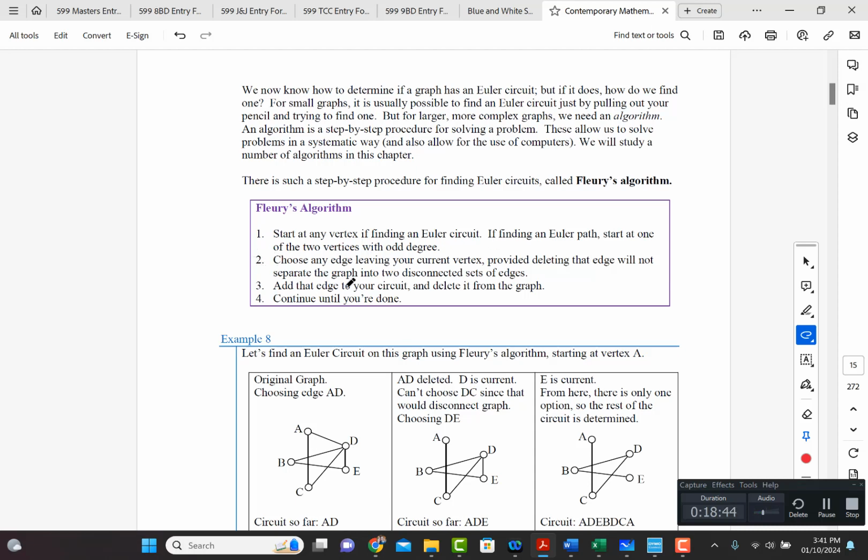Then 2, choose any edge leaving your current vertex, provided deleting that edge will not separate the graph into two disconnected sets of edges. So we want to make sure that connectivity is protected. And then 3, add that edge to your circuit and delete it from the graph. And then 4, continue until you're done.